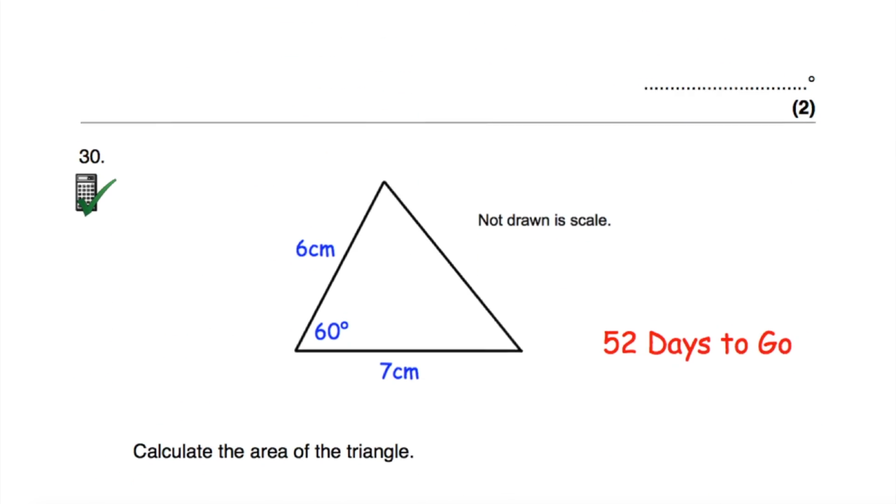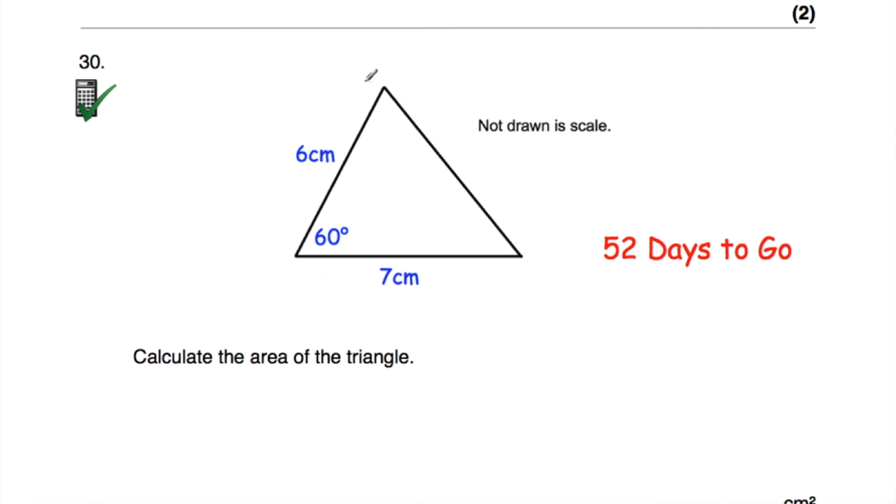Okay, question number 30. We've been asked to find the area of this triangle, and we covered the area of triangles with 52 days to go. And just remember, the area of a triangle is found by half ab sine C. A half ab sine C will give you the area of a triangle. So then you can use that to find the area of this triangle.